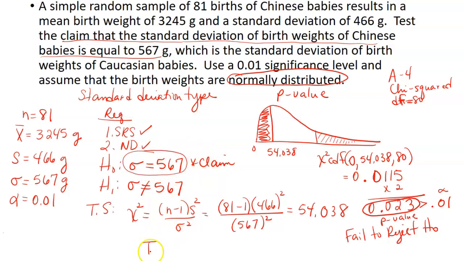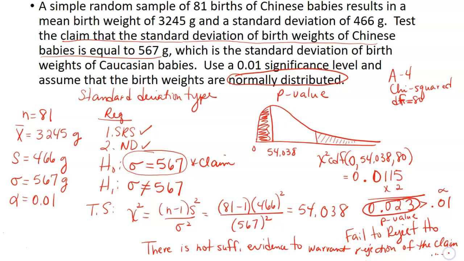Okay, so here's my null hypothesis, which is also my claim. So I'll say there is not sufficient evidence to warrant rejection of the claim. And you can insert your claim in there. So there's not sufficient evidence to warrant rejection of the claim that the standard deviation of birth weights of Chinese babies is equal to 567. Okay, so our data did not allow us to throw out that way of thinking and think in a different direction on that.